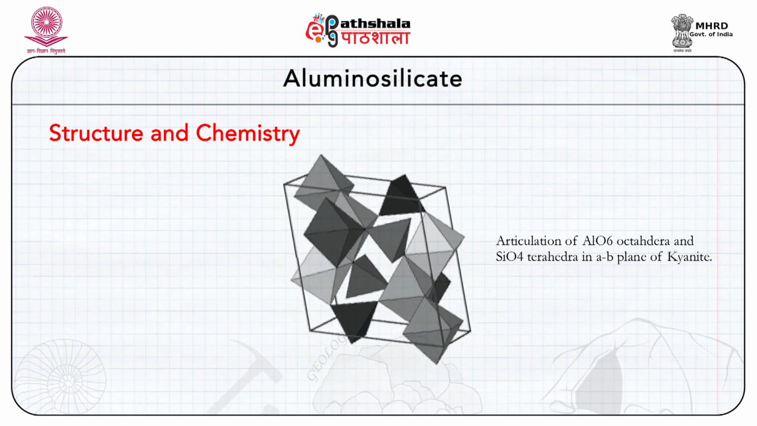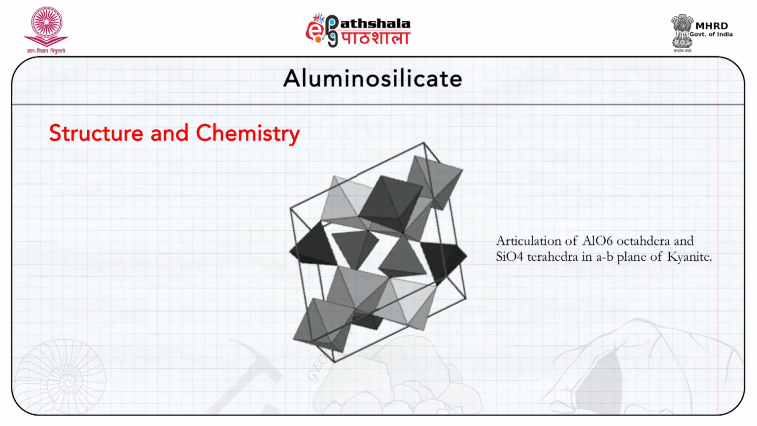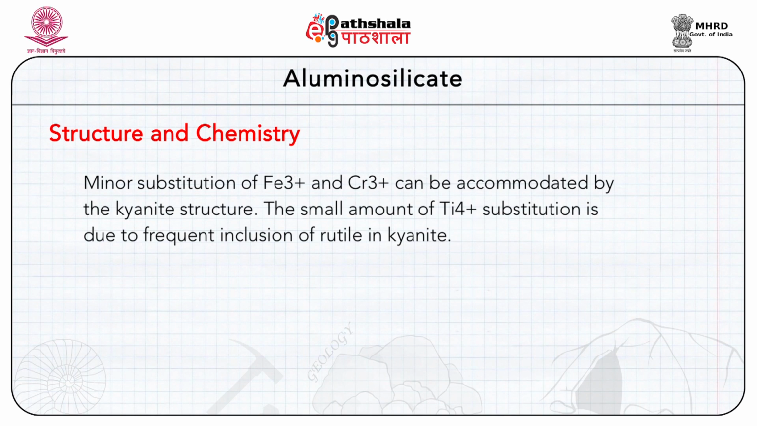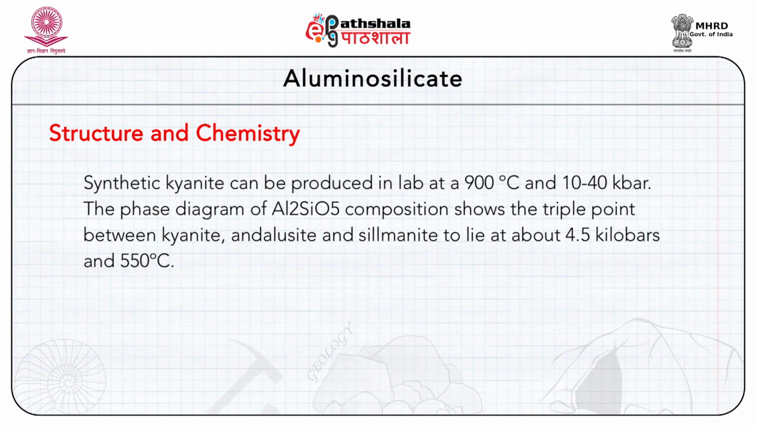Kyanite has a relatively dense structure in which oxygen atoms are arranged in slightly distorted cubic close packing. Kyanite has a relatively pure AlAlOSiO4 composition. Minor substitution of ferric iron and Cr3+ can be accommodated by the kyanite structure. The small amount of Ti4+ substitution is due to frequent inclusion of rutile in kyanite. Synthetic kyanite can be produced in the lab at 900 degrees Celsius and 10 to 40 kilobar.